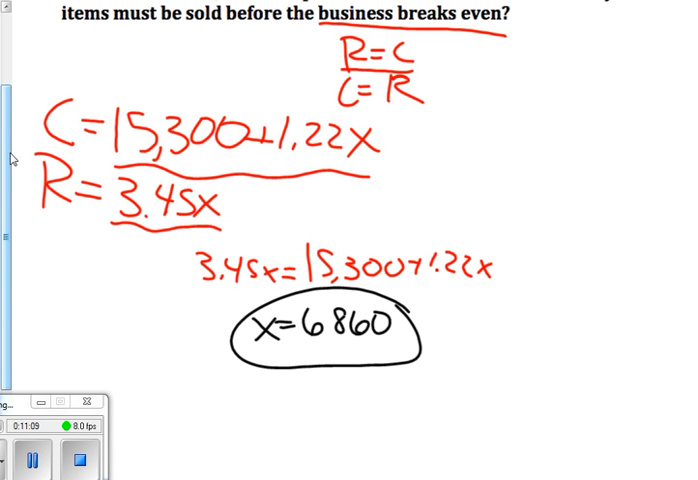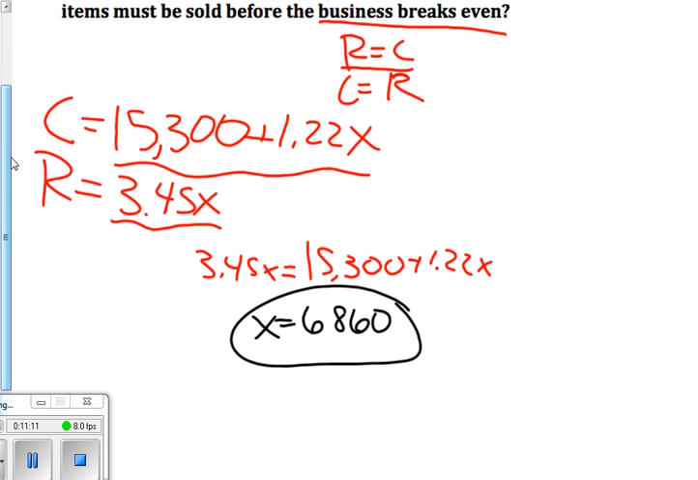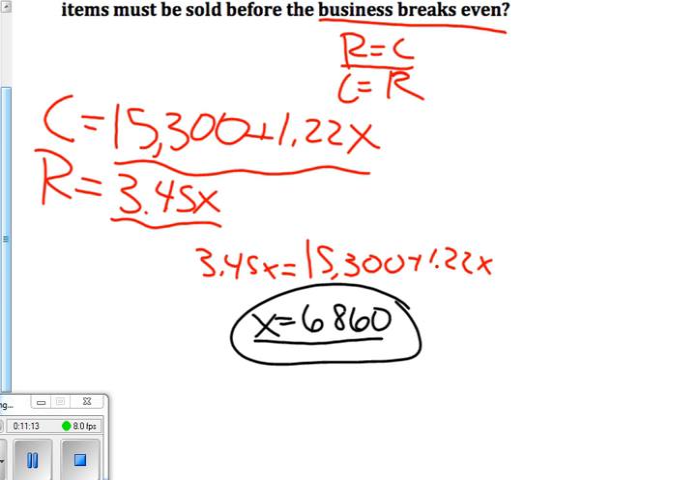Okay, so one last thing before we finish. What does this x equals 6,860 mean? That's how many they have to sell to break even. What if I sell less than that? You don't break even, you're losing money. What if I sell more? Then I'm finally making a profit.